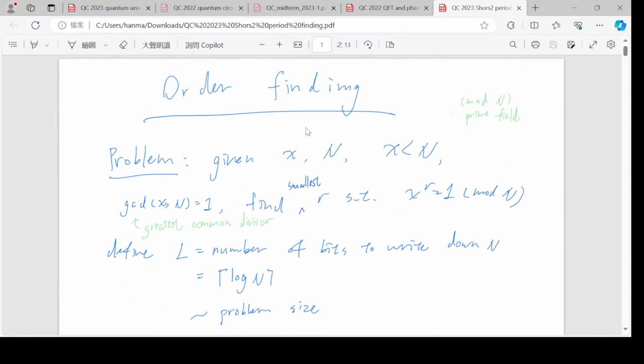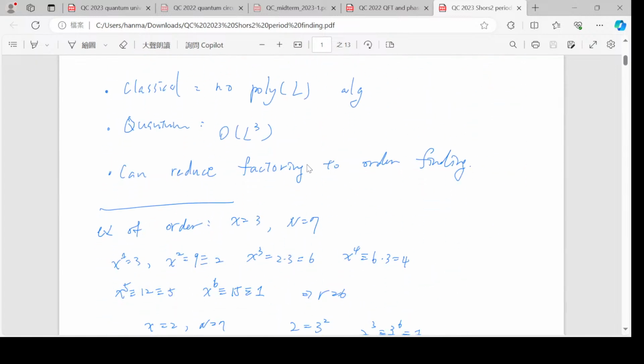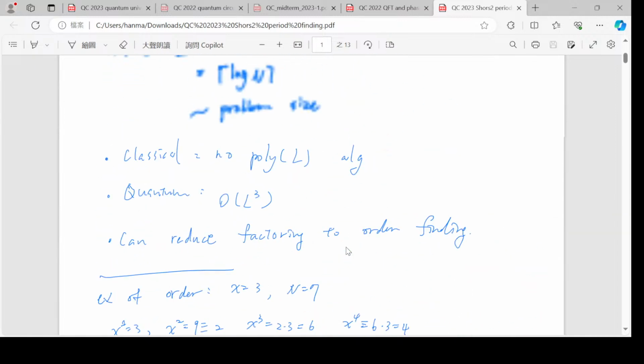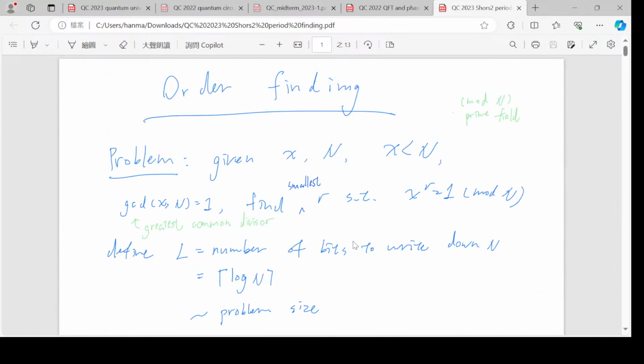Okay, let's go to the mathematical part. I guess we are still a bit away from the unitary. So now we go to bit number 3 to do our factoring. We actually don't solve the factoring problem directly. We do some number theory reduction so that we can do the order finding problem instead of factoring. So this is a totally number theory problem.